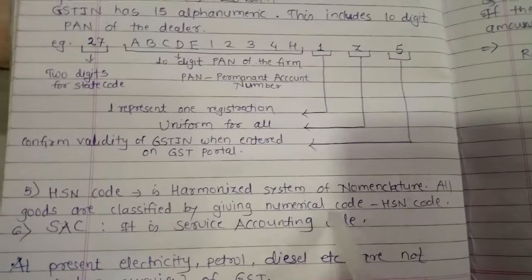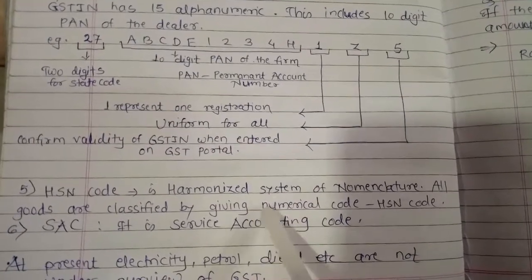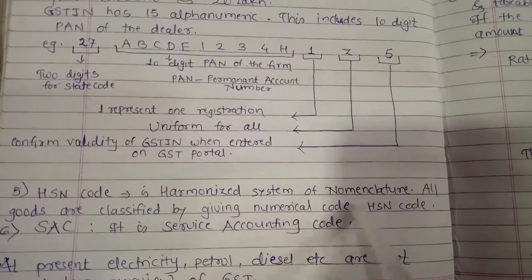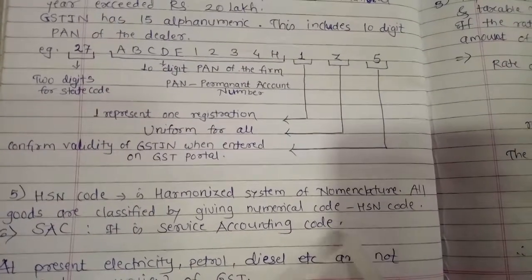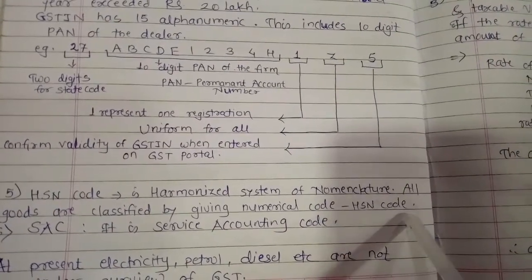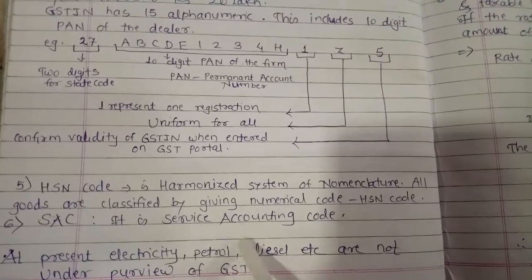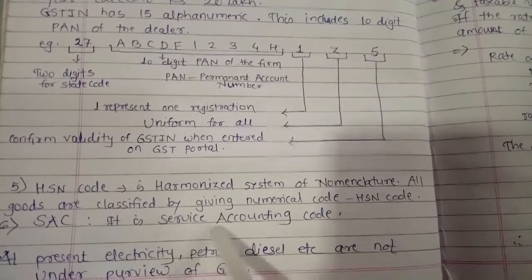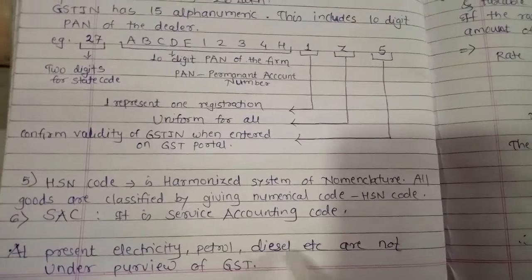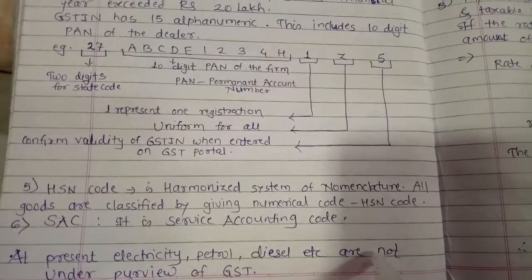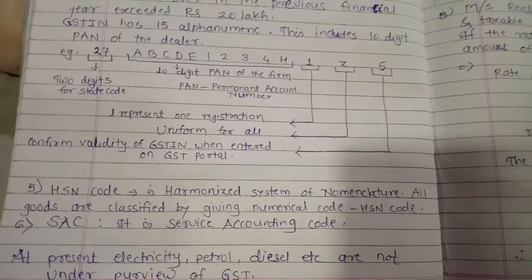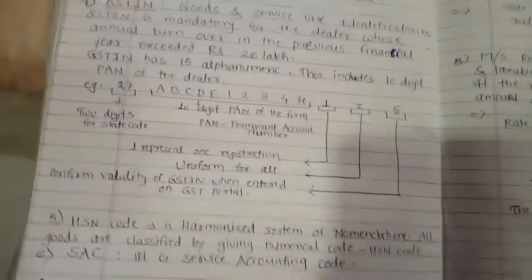Now the next one, just remember the long form of this one, that is HSN code, that is the Harmonized System of Nomenclature. All goods are classified by giving the numerical code, that is HSN code. And the next one is the SAC, that is the Service Accounting Code. At present the electricity, petrol and diesel etc. are not under the purview of GST, means इनके ऊपर अभी GST चालू नहीं है.